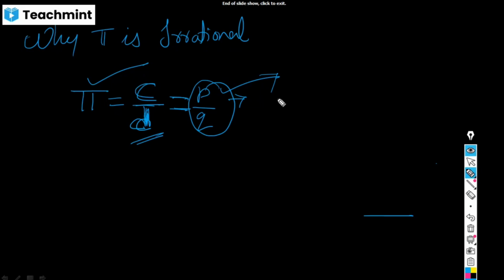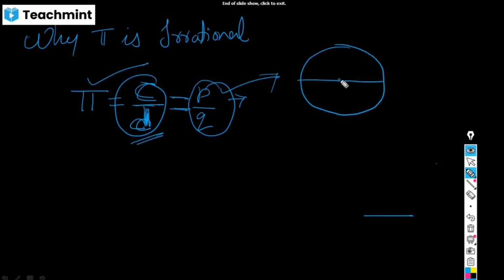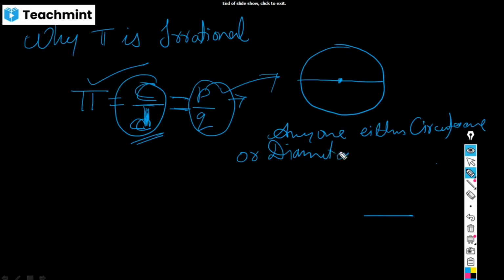See, it's very simple. Suppose this is a circle and this is a diameter. Try to get my point. Among either the circumference of a circle or the diameter, any one, either circumference or diameter, is what? An irrational number. Are you getting my point? Yes, sir.